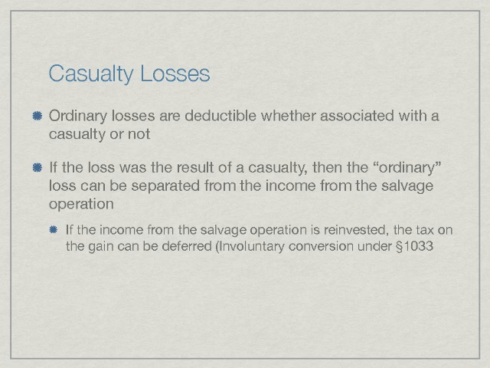The income tax effect of having the loss associated with a casualty is that it provides for the separation of the ordinary, as opposed to the long-term capital, loss from the deferment of income from salvage operations if the income is reinvested in similar assets, called an involuntary conversion under Section 1033. In other words, the casualty loss and subsequent sale of timber are separate events and need not be combined and set off for tax purposes.